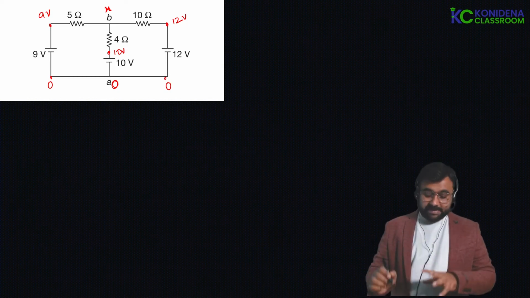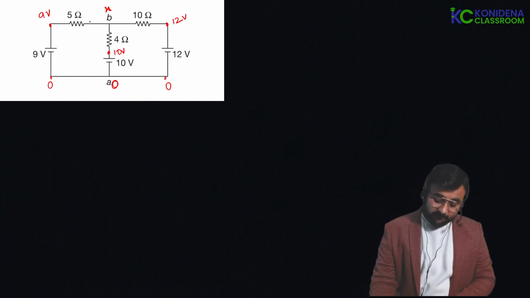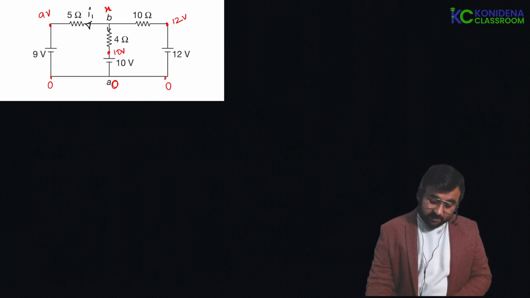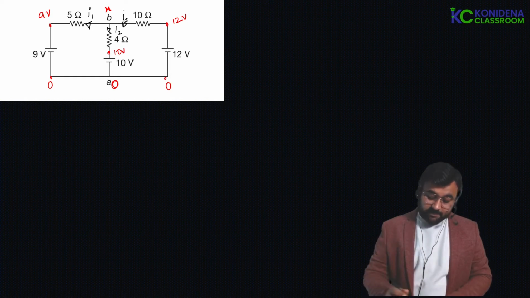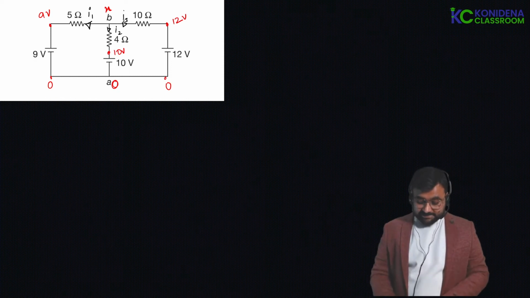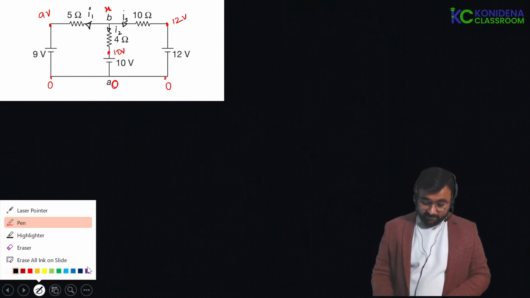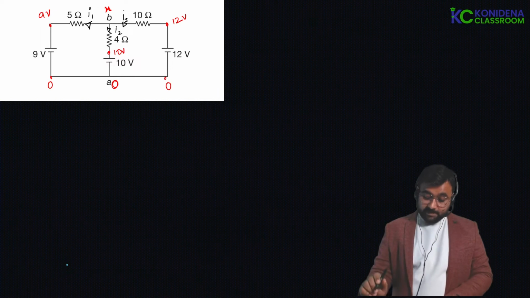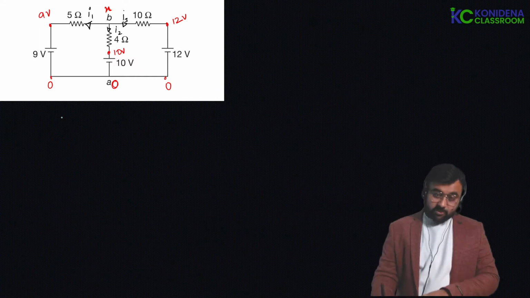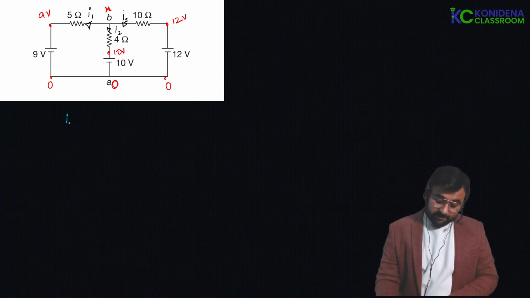If you assume that X is at the highest potential, the current will flow like this. Consider this I1, consider the downward current as I2, and consider here the current is I3, right? And since we have assumed X is at the highest potential, if you talk about the junction B, then I1 plus I2 plus I3 has to be 0, right?